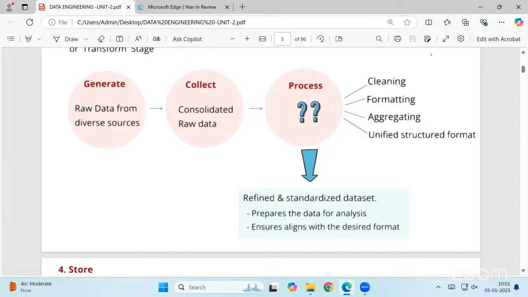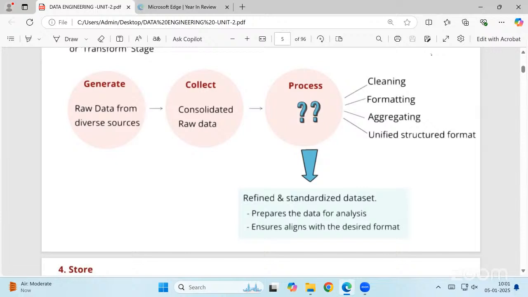So the output of the process is refined and standardized data. You will get data in a standard and unified format that we call a data set. A data set is a structured format of data on a particular domain.